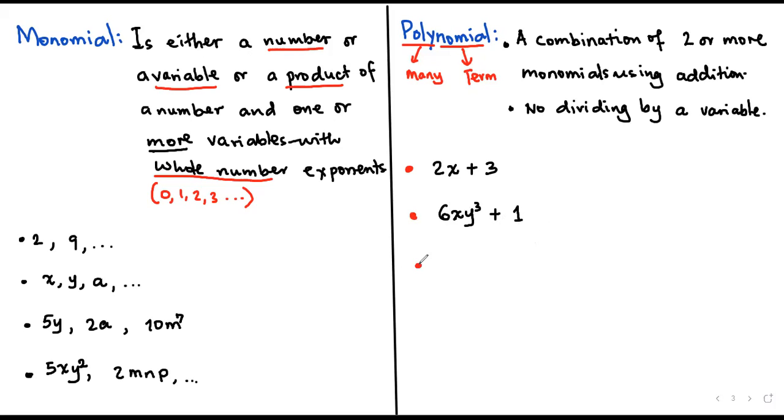Let's get another example. Let's say we have got x squared minus 3y plus 1. So you see that this is a polynomial with 3 monomials. That is x squared, then minus 3y, then 1. So these are some examples of polynomials. Okay.